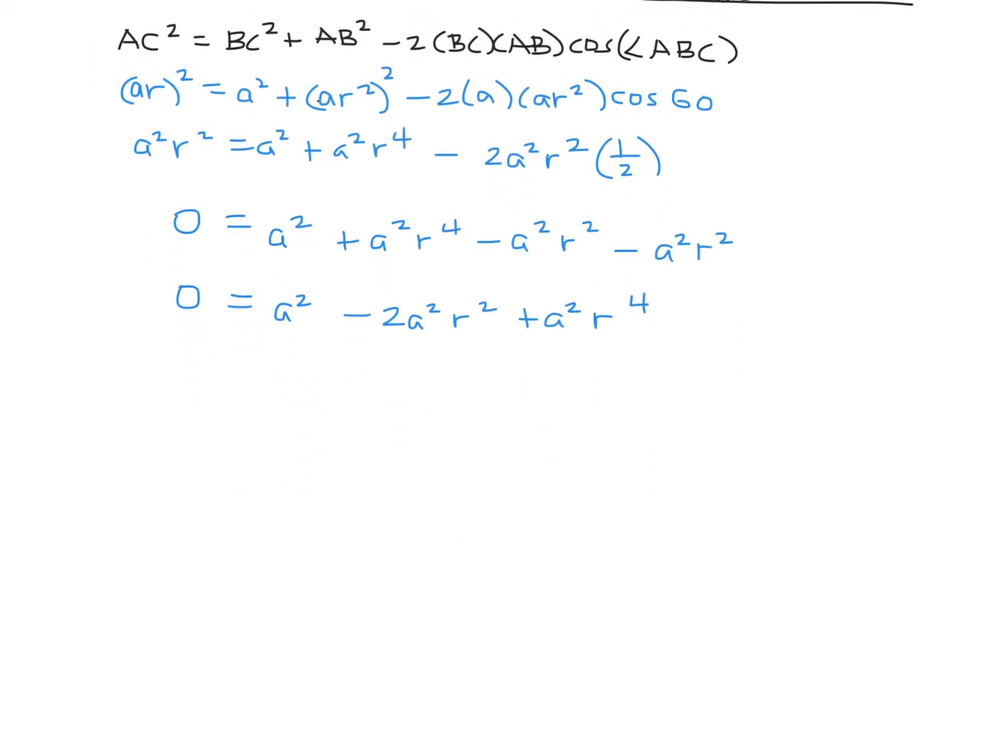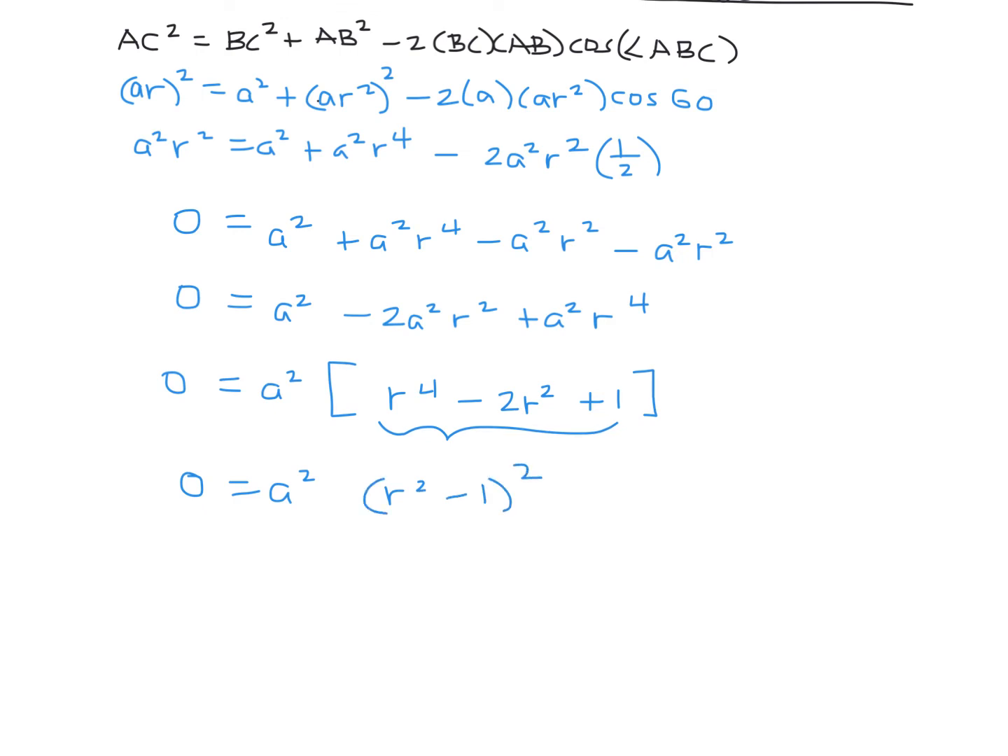So what do I do now? Everything has an A squared, so let's factor that out and see if that helps. That gives me R to the power of 4 minus 2R squared plus 1, and that is very helpful because it factors very nicely. It's R squared minus 1, all squared. Great. So either A is 0 or R squared minus 1 is 0. That means R squared would be 1, so R would be plus or minus 1. Let's see if this is possible.